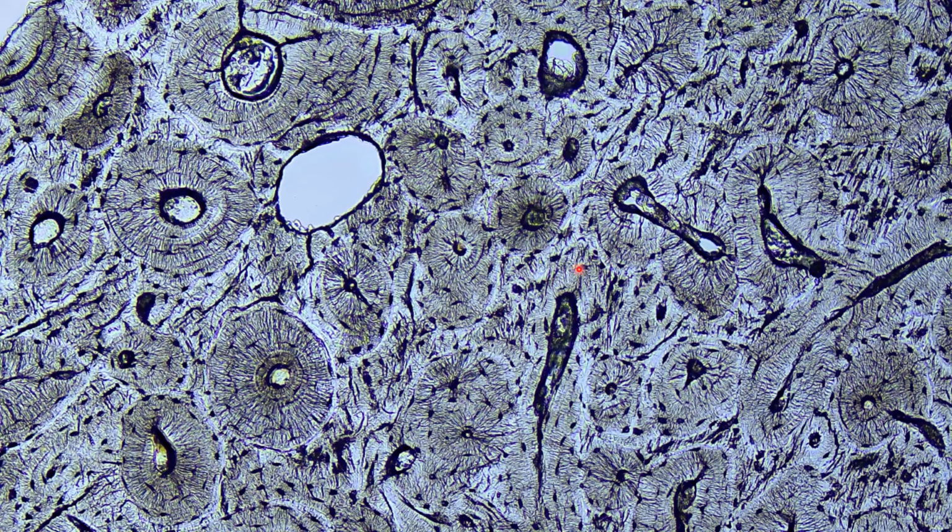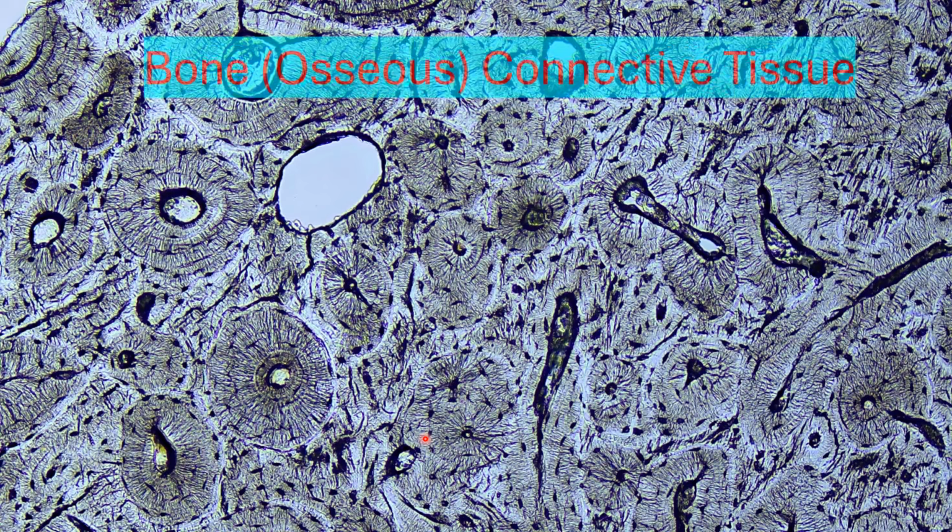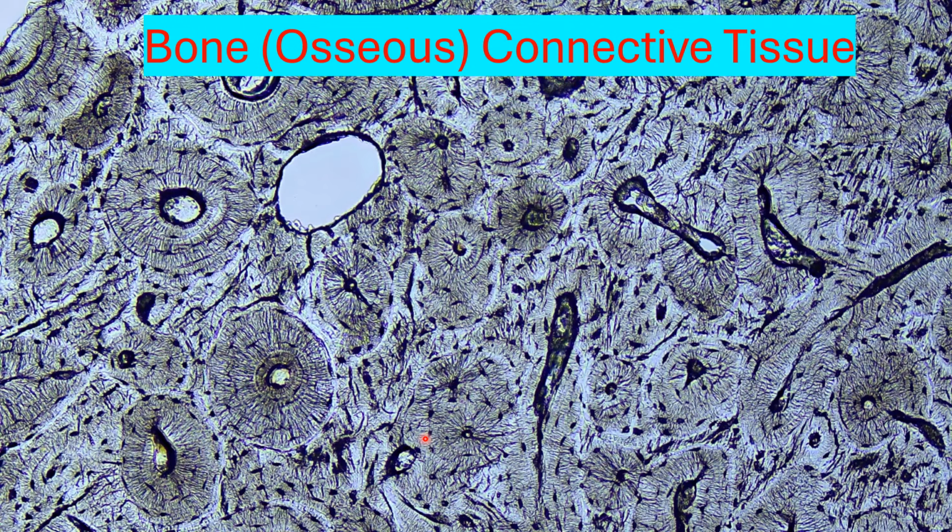Each and every one of these black dots in between, those are our lacuna, or the space, and living within them should be an osteocyte. If you look at overall the matrix surrounding it, it doesn't quite look like cartilage. It has a hydroxyapatite background to it. This is bone or osseous connective tissue. Just note the overall structural differences. It's very similar to cartilage, but the end product is slightly different, giving us bone.